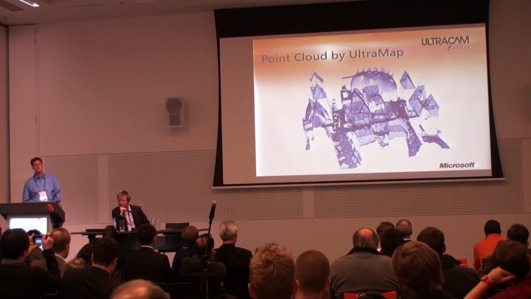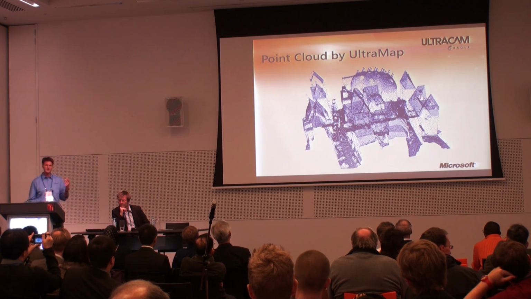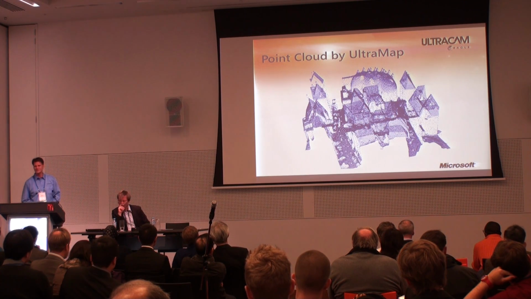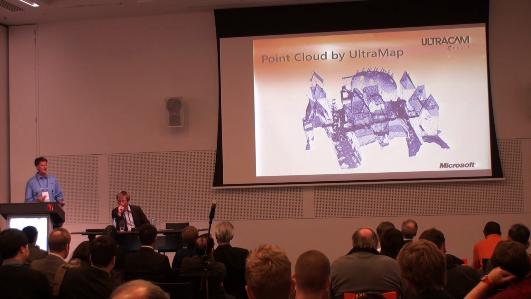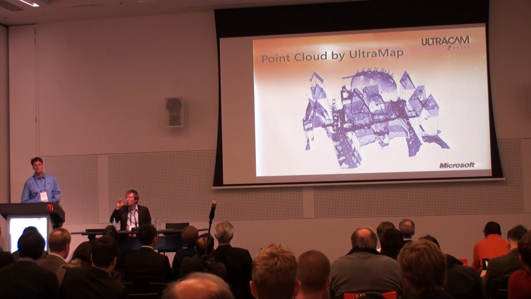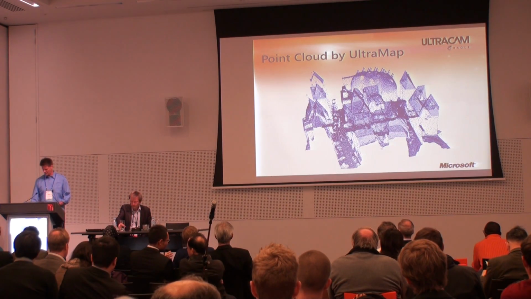All the blue dots you see here are a 3-dimensional coordinate. It's a point like we are used to getting from airborne laser scanning, but here it has not been derived by airborne laser scanning, it has been derived by a dense matching of aerial images. Point density is about 300 points per square meter, so significantly denser than what you get from LiDAR.